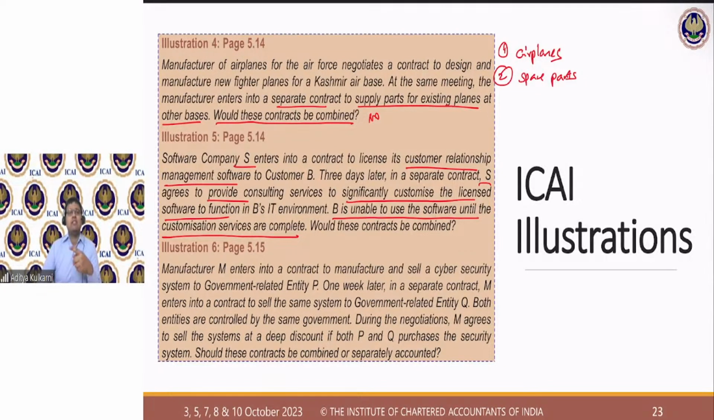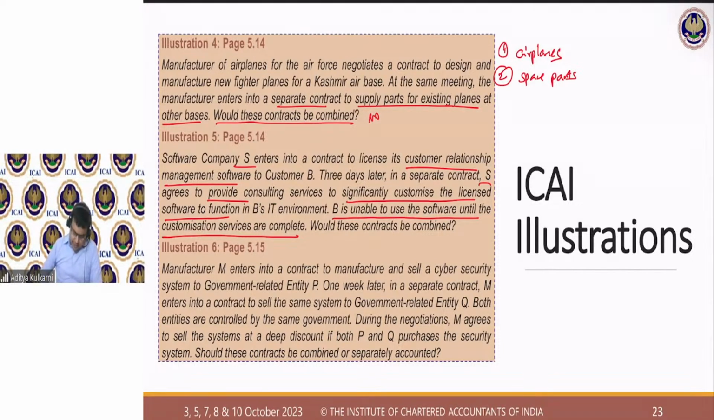Without the customization, the subsidiary cannot make use of the SAP. So the question is, should I combine the contract involving installation of SAP charges for the parent and customization for the subsidiary? Answer is yes, because without customization as per the entity's operations, SAP cannot be utilized, and both of them are related parties. So it makes more sense to combine both of them. Okay, so that is how you are going to interpret it.